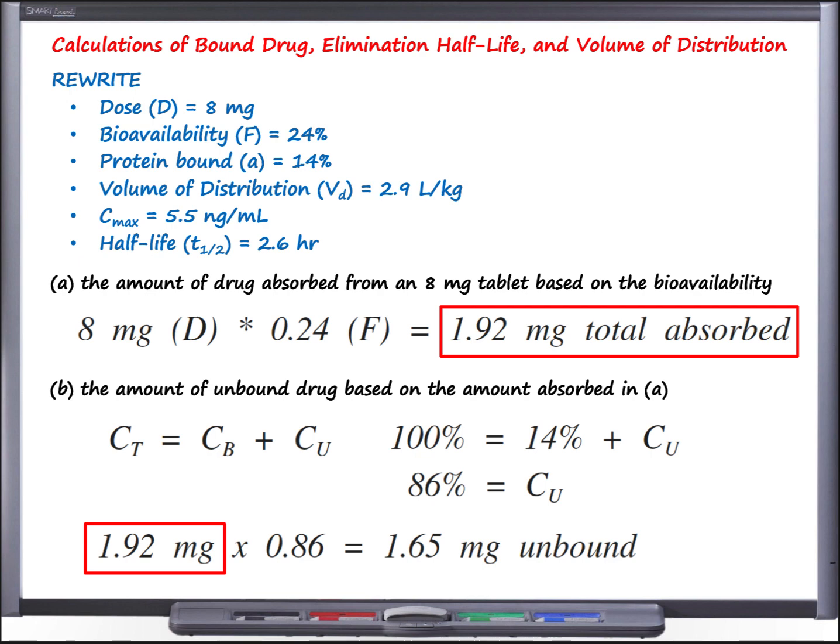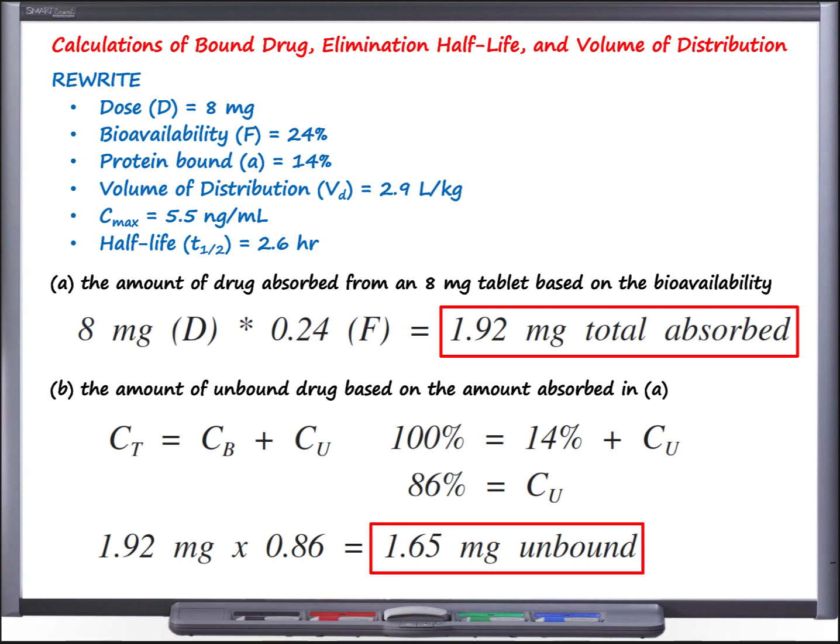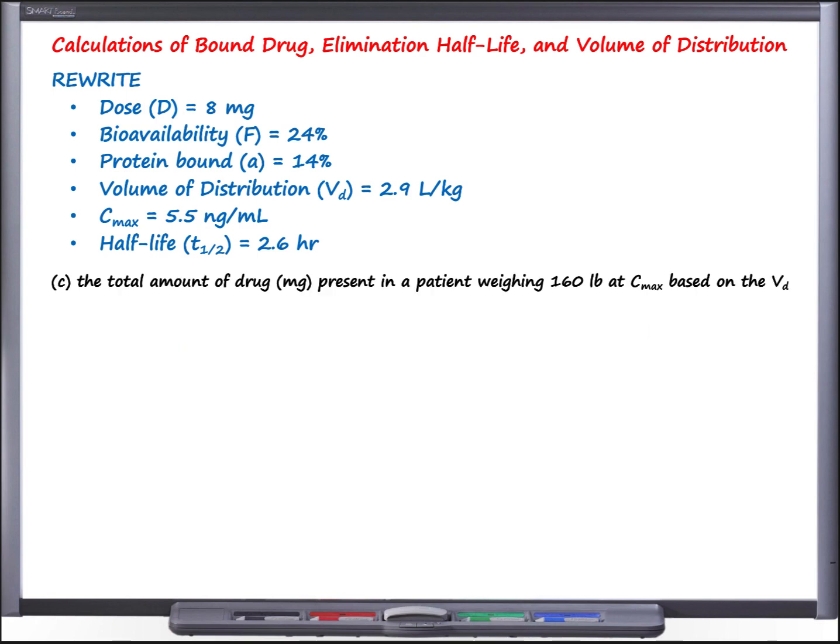So we take that same answer from letter A and multiply it by 86%, expressed as a numeral, meaning 0.86. So 1.92 times 0.86 means that of the 1.92 milligrams total absorbed, only 1.65 milligrams remains unbound. And why that is important is that's the unbound dose that is available to produce its effect in the body, because the others are bound and not available. All right, moving on to the third question.